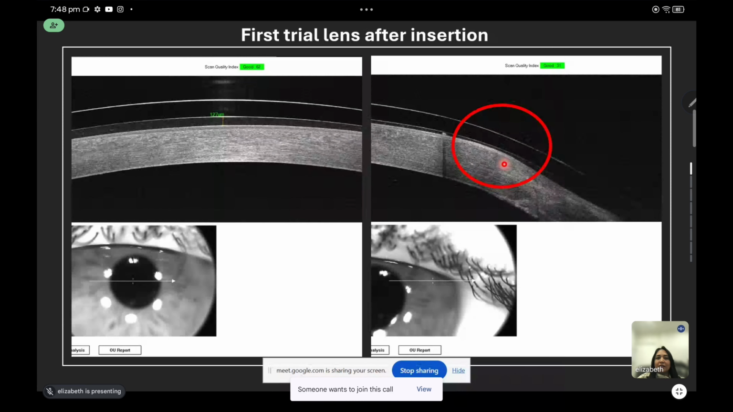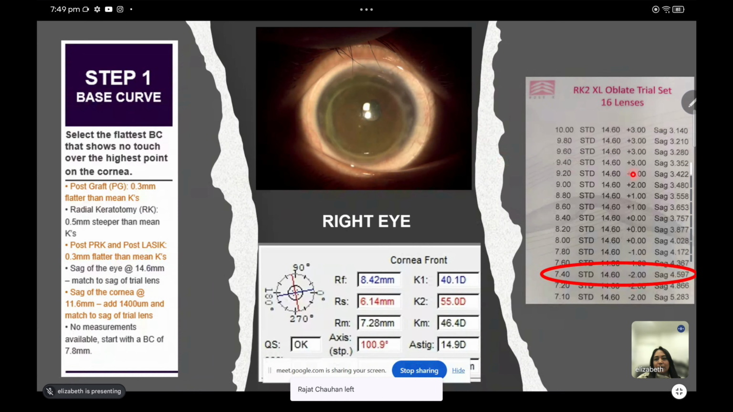We're going to have to increase the sag. We're going to have to get a bit steeper with the base curve to allow more tear layer in between the highest point and the lens. Okay, so we need to make the base curve steeper and increase the sag. So we would need to go to our next steeper lens, which will then be a 7.4. So we don't need a huge amount of clearance, just a little bit. So we're only going one lens steeper.